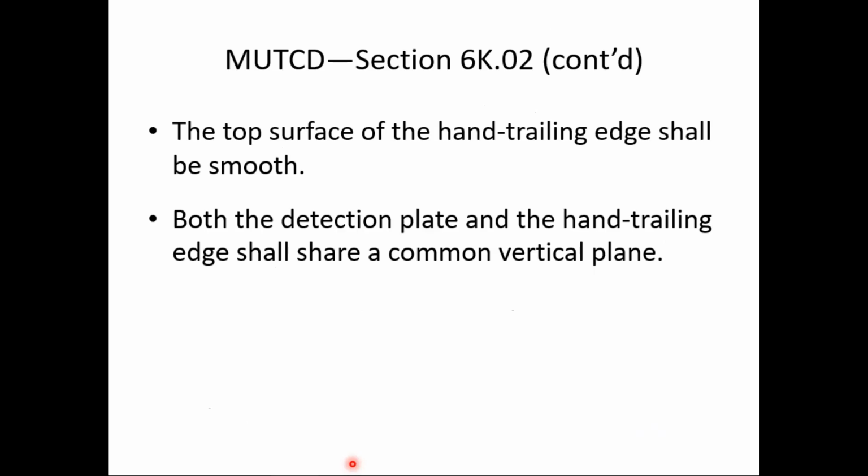And further, they say the top surface of the hand trailing edge shall be smooth. So it's a requirement in the MUTCD that that top surface be smooth. Of course, there's really no definition of what smooth is in terms of specifics, but appreciate that it should be something that someone could slide their hand over without encountering a sharp edge or a nail or splinters or that sort of thing. And furthermore, both the detection plate and the hand trailing edge shall share a common vertical plane, which is another way of saying there shall be no protruding objects.